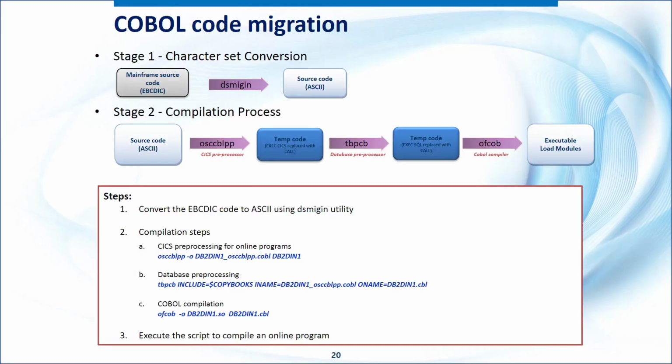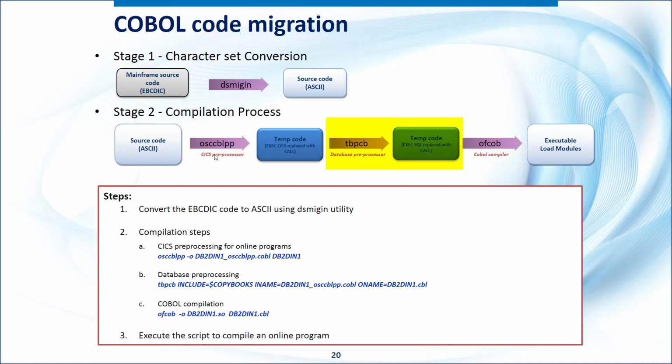COBOL code migration. The compilation process in OpenFrame is very similar to mainframe. Let us take an example of a CICS COBOL program that accesses database. The first step of compilation process is CICS preprocessor, which replaces the EXEC CICS statements with the equivalent COBOL call statements. OSC CBL-PP is a CICS preprocessor provided by OpenFrame. OSC stands for Online System for CICS, CBL stands for COBOL, and PP stands for preprocessor.